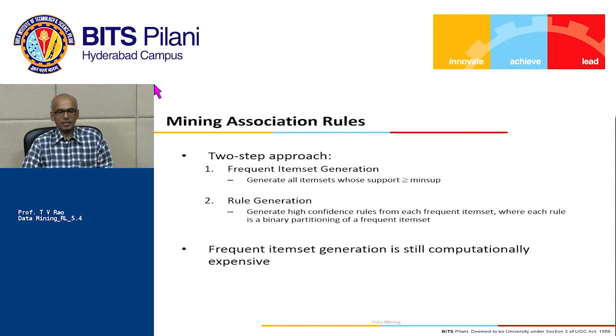So how do we reach the association rules? The two-step approach is, first we look at frequent item sets because we want a good support, and then we generate the rules for which we have a high confidence.